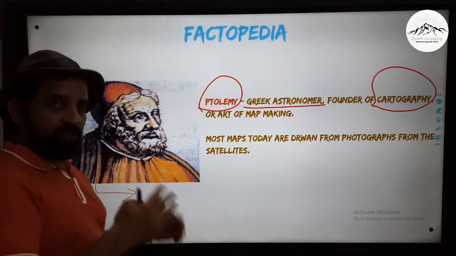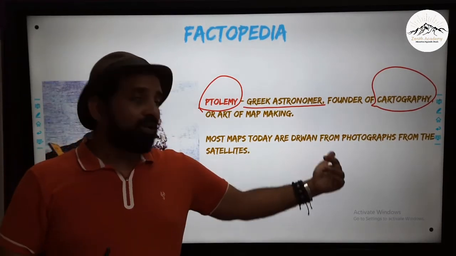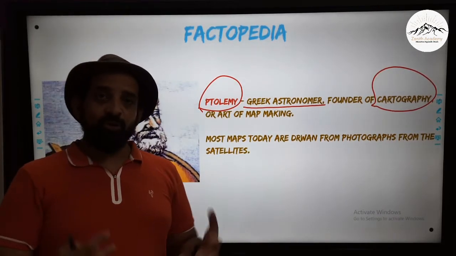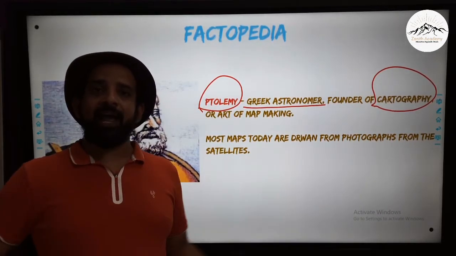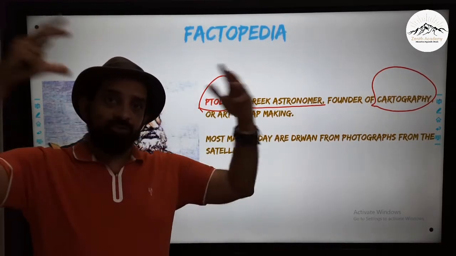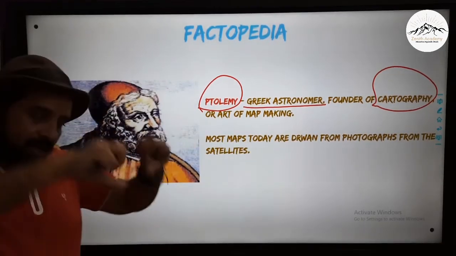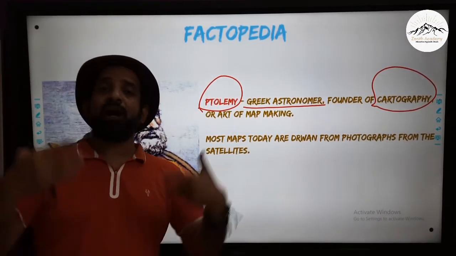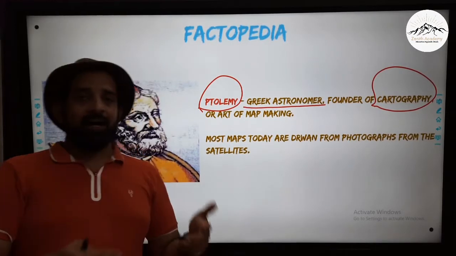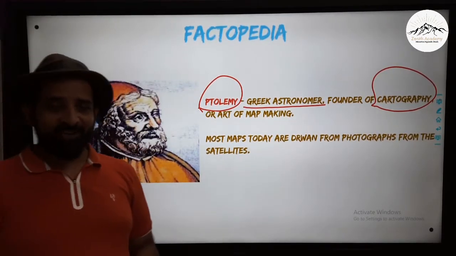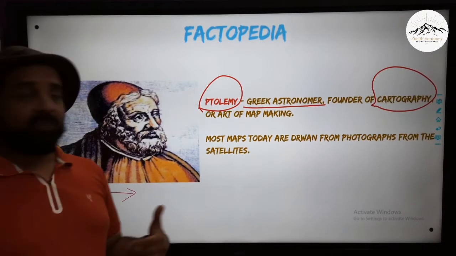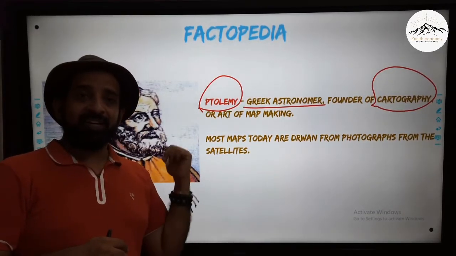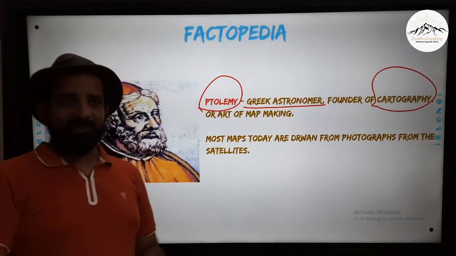Now most maps in today's time are photographs taken from the satellites and then they create the map. So you click a photograph and then you create the entire map. All these satellites which are outside the planet Earth, they click photos, they send them down, and then you can actually create a map which helps you forecast weather, storms, different climatic conditions. That's why Ptolemy is very important, because the credit goes to him for how to create a map.